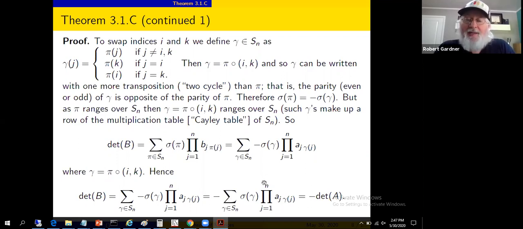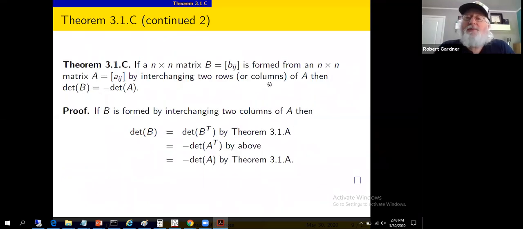Except we use i's instead of j's, and we use gammas instead of pi's. But both of those are dummy variables. Okay, so the determinant of B is a negative determinant of A, and ultimately that parity argument, the sigma thing, is where the negative came from. So we've shown that if we interchange two rows, this was an argument about rows, then we pick up this negative sign. The theorem said, or columns.